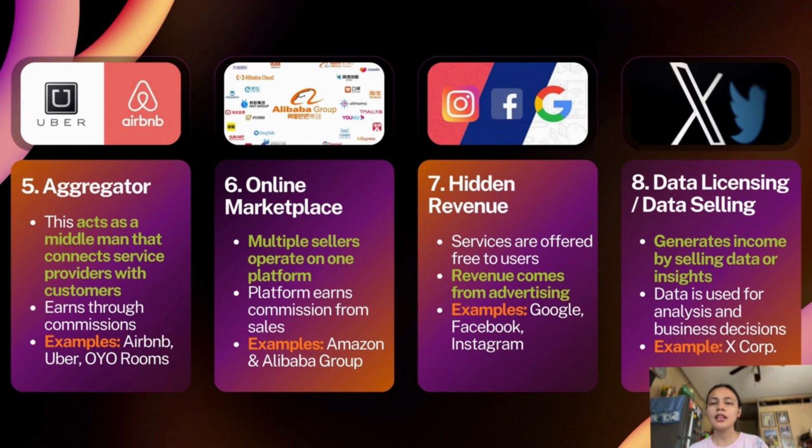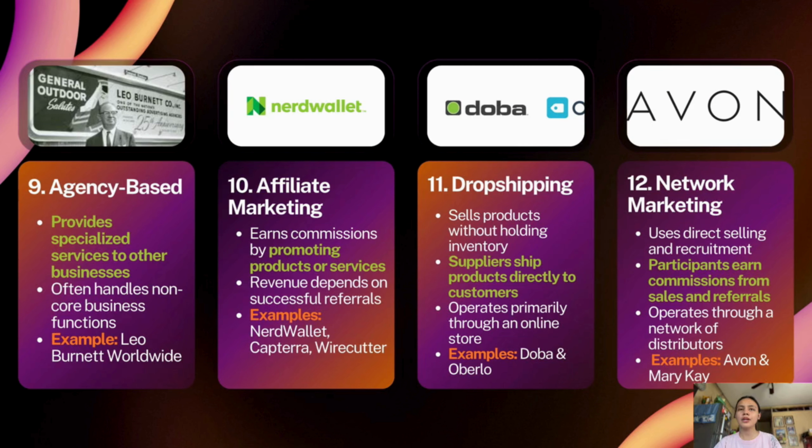Next is the eighth, data licensing or data selling. From the word itself, they sell data and insight from people around the world for use in analysis or research or business decisions that other people or other companies can use. So, for our ninth, it is agency-based, which provides special services to other businesses. It can be a firm or a company that gives business advice, like Leo Burnett Worldwide.